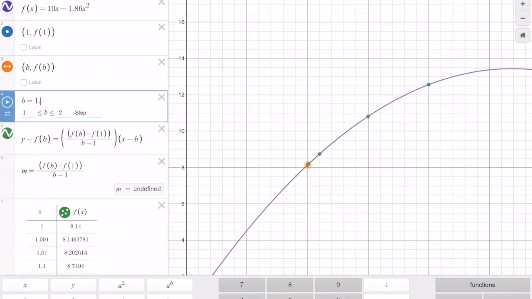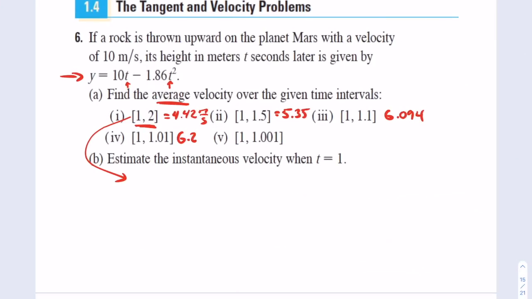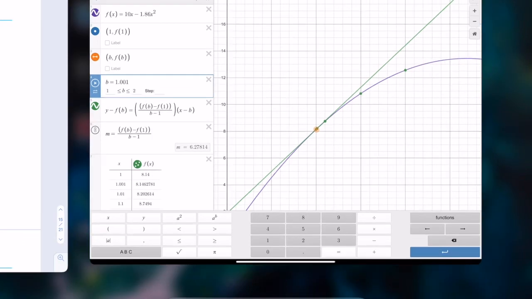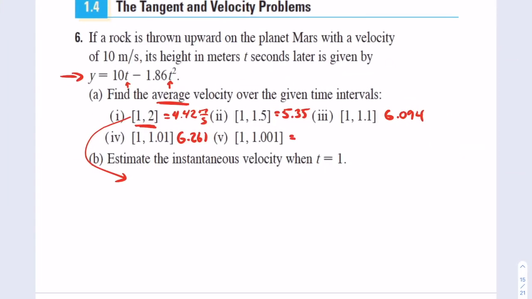1.01 is 6.261. And the last set will be 6.278. Okay? What does this all mean, right?